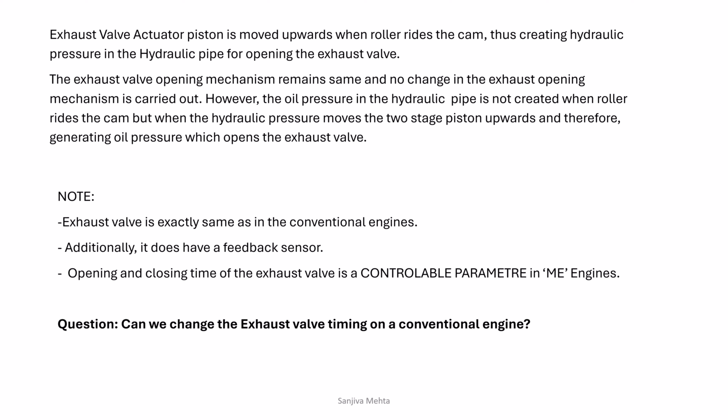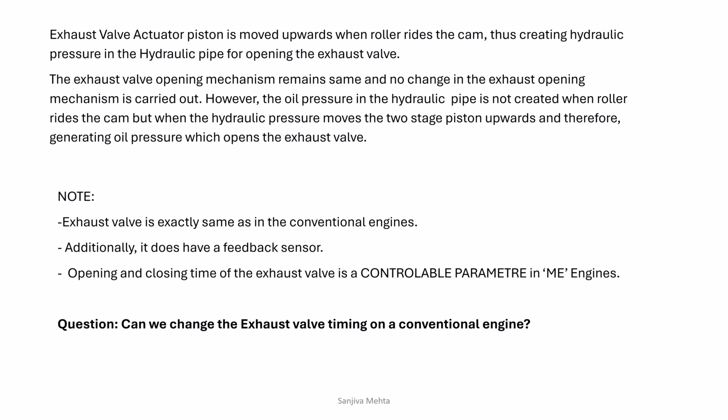Opening is the same because there is a hydraulic push rod. The hydraulic oil goes into the push rod and actually opens the exhaust valve. In a similar way, it opens here also, but when the piston moves, instead of being moved by the cam, it is done by the hydraulic oil pressure. So no change in the exhaust opening mechanism is carried out. However, the oil pressure in the hydraulic pipe is not created when the roller rides the cam, but when the hydraulic pressure moves the two-stage piston upward and therefore generates oil pressure which opens the exhaust valve. So the exhaust valve is exactly the same as in the conventional engine.